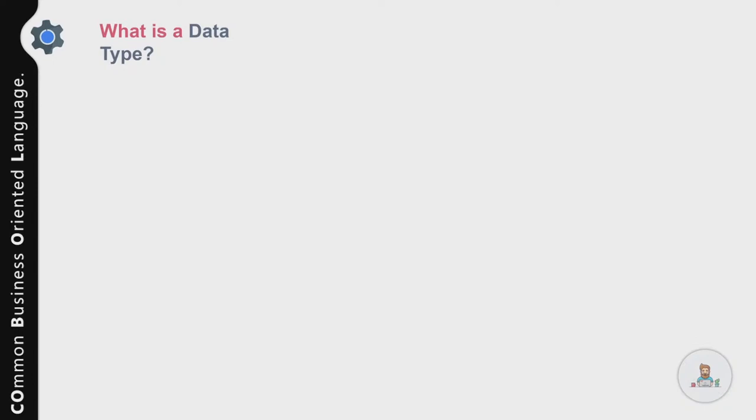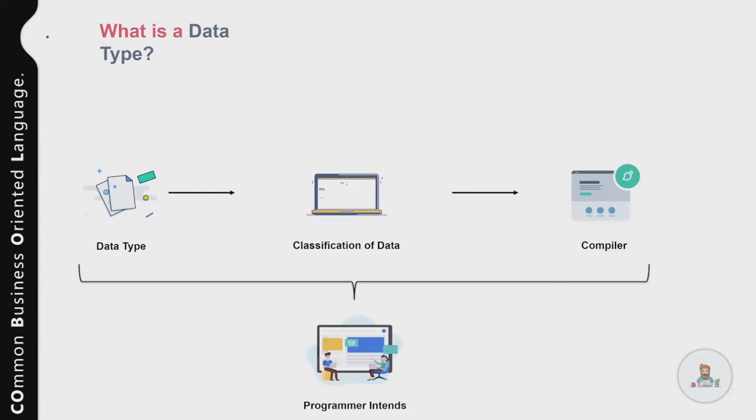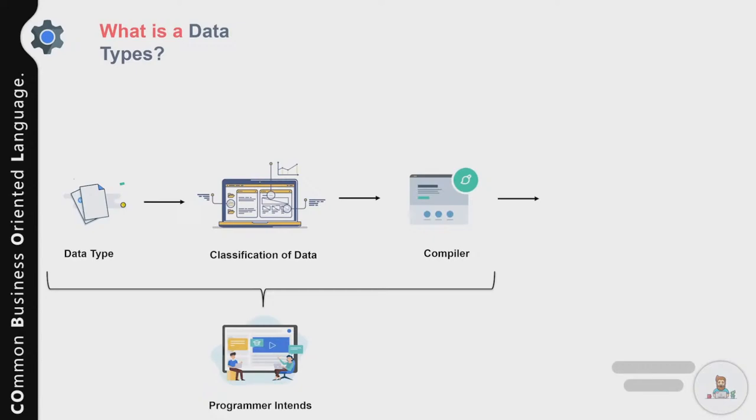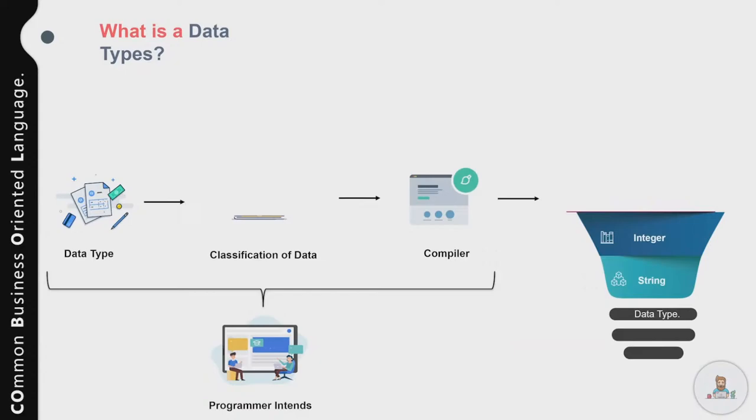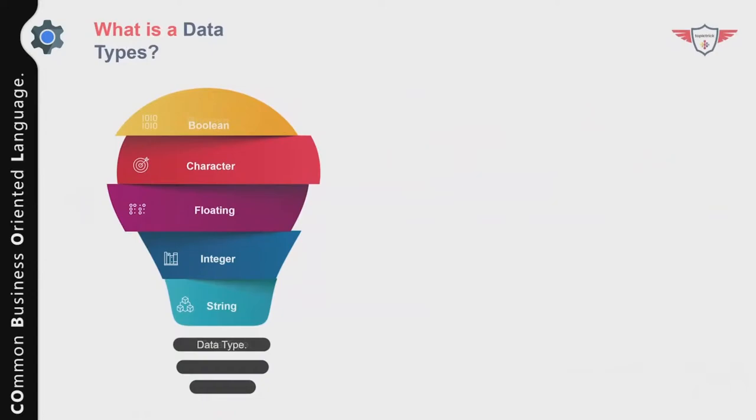Now let's talk about the data types in COBOL. Before we deep dive into the classification, let's talk about the term data type. In layman's terms, a data type is a classification of data which tells the compiler how the programmer intends to use the data. Understanding the data types ensures the data is collected and stored in a preferred format. Most programming languages support various types of data, including integer, character, string, floating, and boolean. We process this data in various ways, such as performing mathematical calculations or sorting it in a specific format. This data comes in different forms.